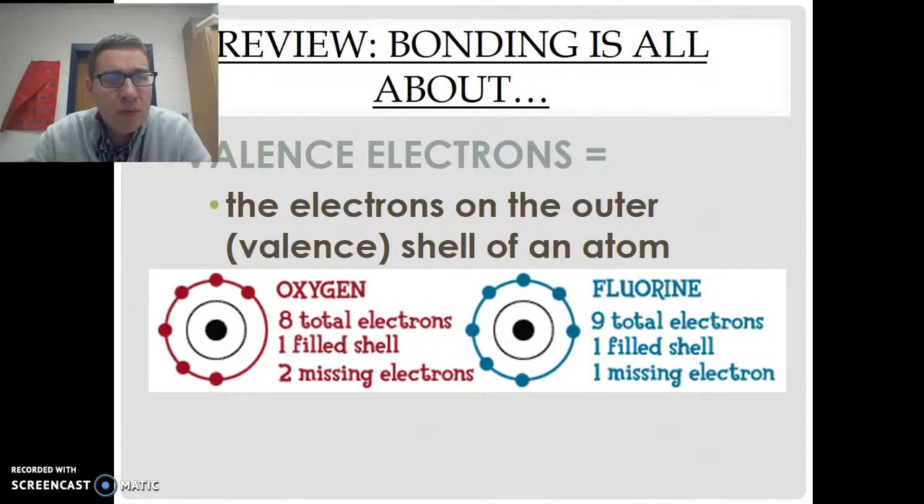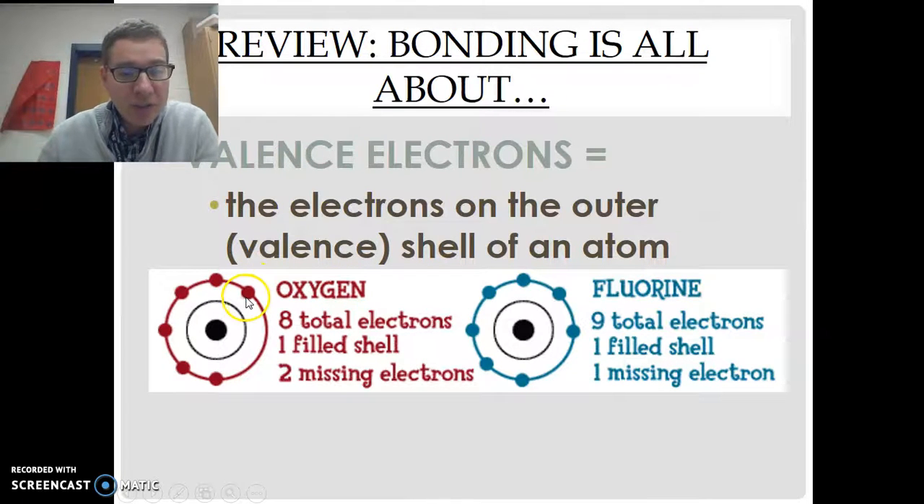So the real quick review here is valence electrons. We talked about them last unit. Valence electrons are the electrons in the outer shell. So we can take a look here. Oxygen has the first shell completely filled, but on the outer shell it has 1, 2, 3, 4, 5, 6. It has room for 2 more. So it has 6 valence electrons and room for 2 more.